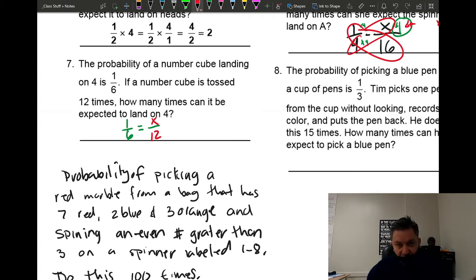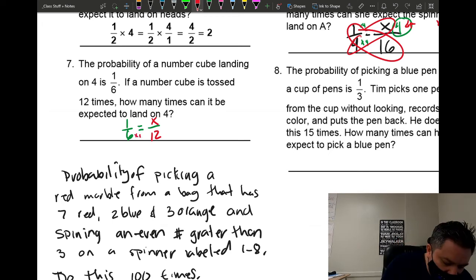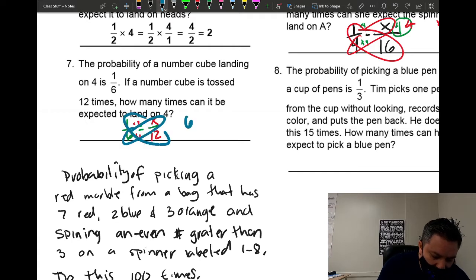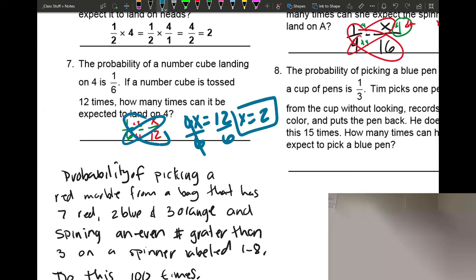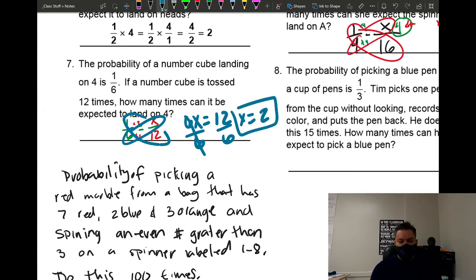And that's your answer. If you still have no idea what I just did, we always can do the cross product thing. So we're going to have 6x equals 12. We're going to divide by 6 on both sides. So x equals 2. Same answer. You can expect to land a 4 2 times if you throw the dice 12 times. That's what it means.